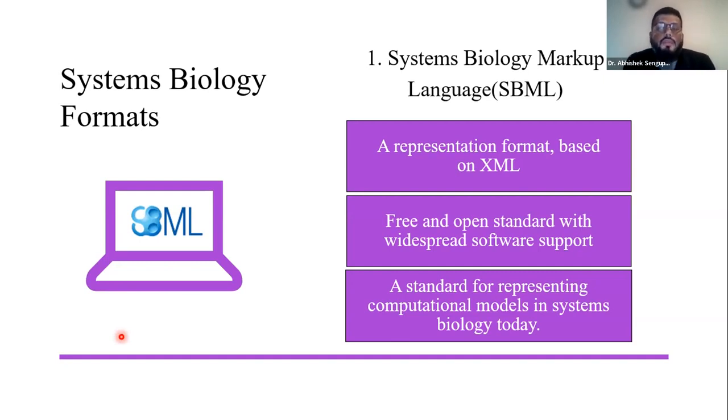So systems biology has various formats. One of the very widely used formats is called SBML, that is Systems Biology Markup Language. It's an XML-based format, that is, extensible markup language based. It is a representation format for communicating and storing computational models of biological processes. Even networks can be represented in SBML format. There are free and open standards with widespread software support. They can represent many different classes of biological phenomena, including metabolic networks and cell signaling. So all those intracellular types of networks can be represented using the SBML file format.